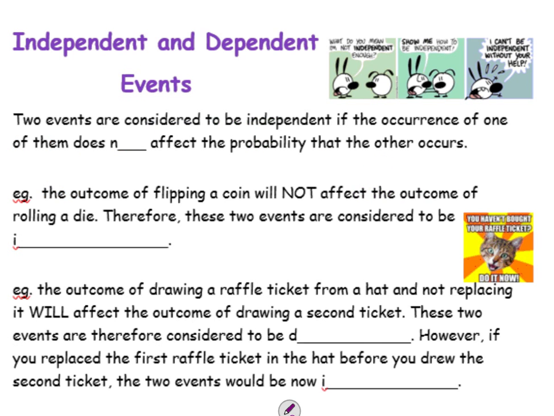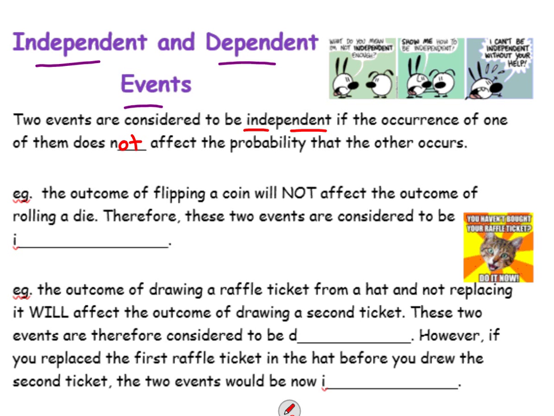Okay, let's move on to the regular stuff. So this lesson we have to learn a bit about independent and dependent events. You might not have heard of them before. Two events are considered to be independent if the occurrence of one of them does not affect the probability that the other occurs. So here's a classic example.